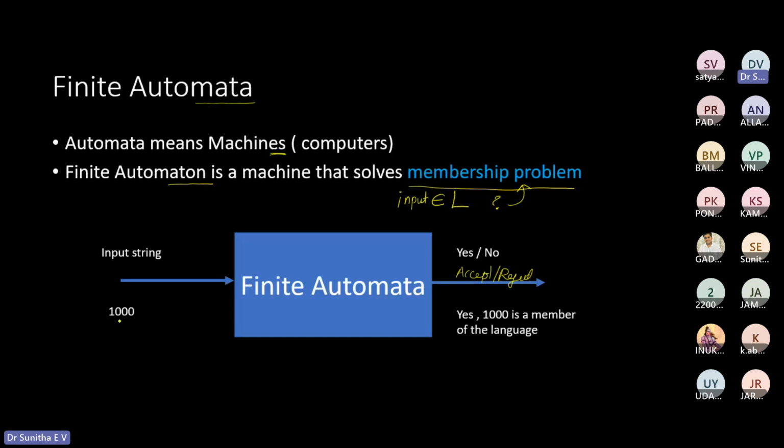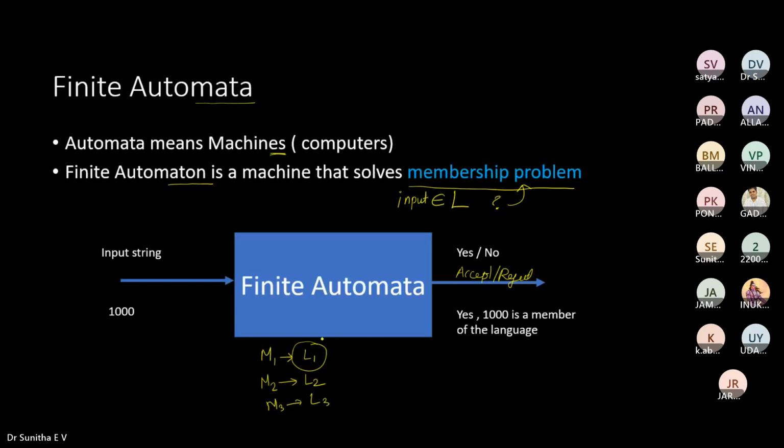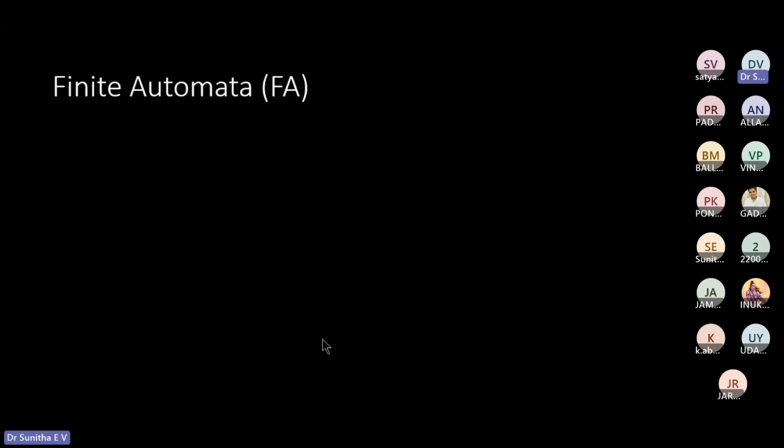And one more thing, one finite automata is defined for one language. So one machine is defined for one language, and for another language we have to define another machine. And if we have a third language, for that we have to define a third, different machine. One machine cannot work on all languages. Then finite automata, in short, we represent as FA.